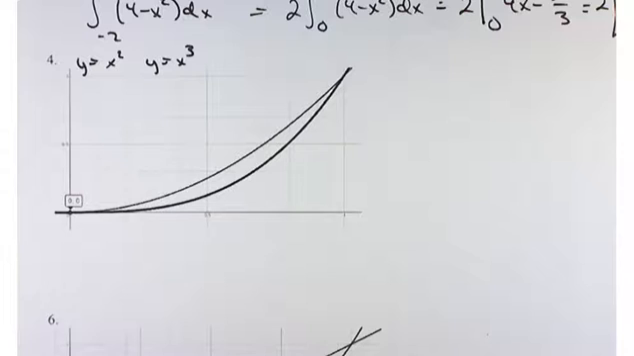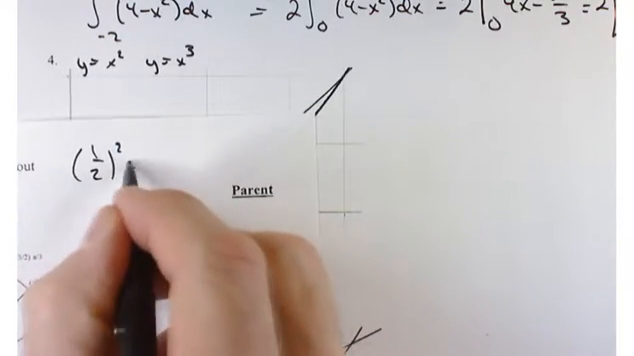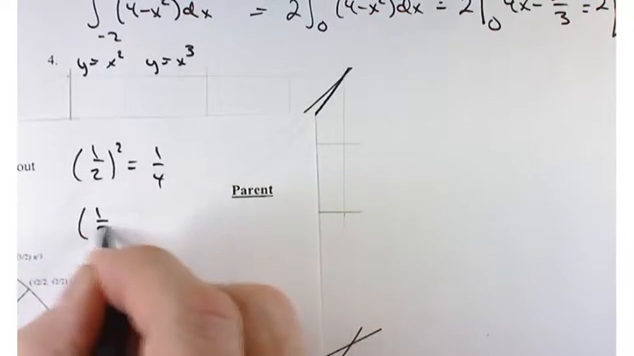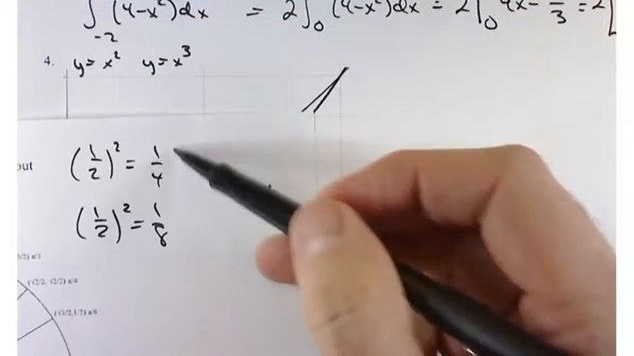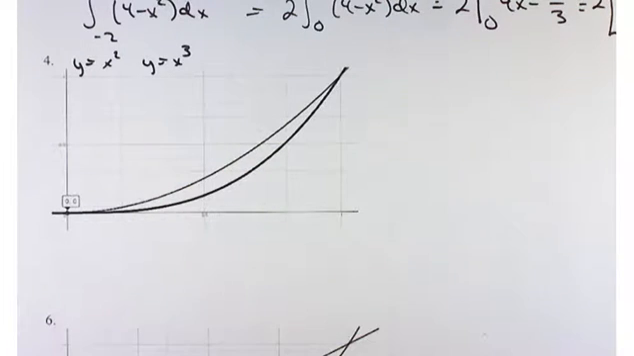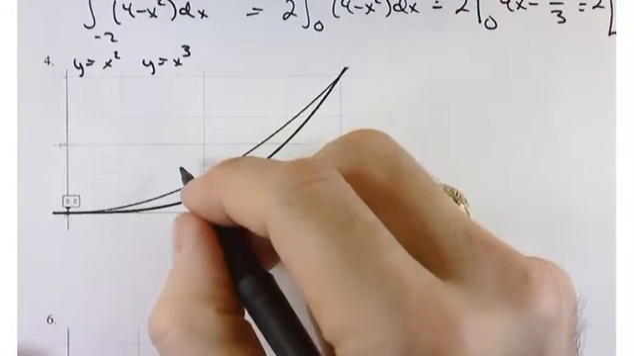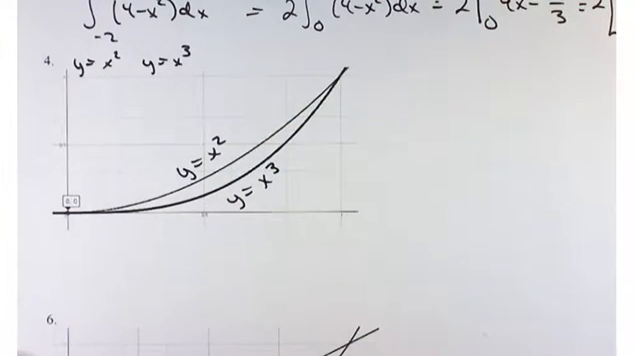Well, if you actually pick a point and test it, suppose we chose x equal 1/2. If I square 1/2, I get 1/4. If I cube 1/2, I get 1/8. So which one's going to be the taller of the two here? 1/4. So the top function here is your x squared. And you need to keep that straight. Which one's on the top? Which one's on the bottom? Y equals x squared. Y equals x cubed.